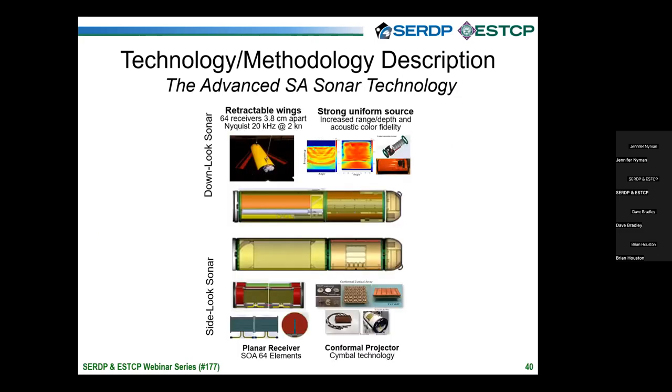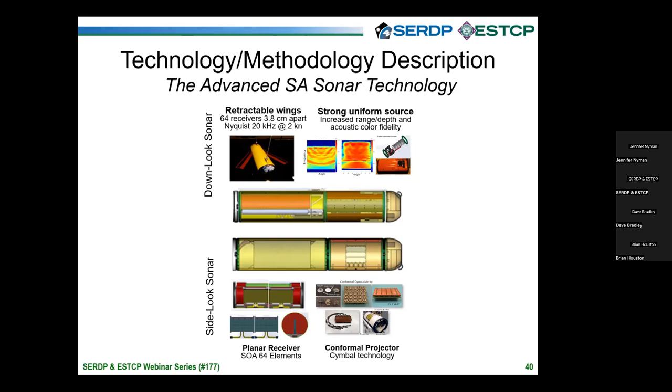This next slide basically captures a few images that capture the essence of the downlook sonar, which is predominantly used to detect and classify buried objects, buried UXO. It uses a pair of wings that contain the receivers. These wings have a robotic stage and they fold out and fold back in before and after launch so that we can operate the system in a high sea state. We don't have wings that are dangling out there that can get damaged in a launch and recovery exercise.